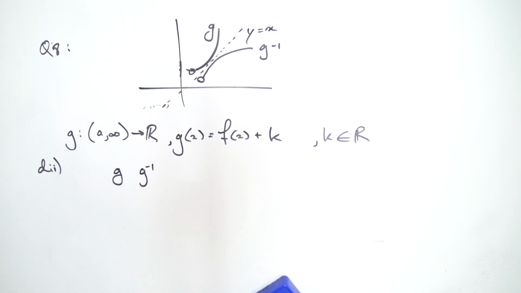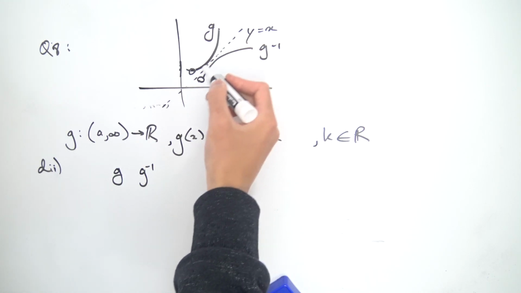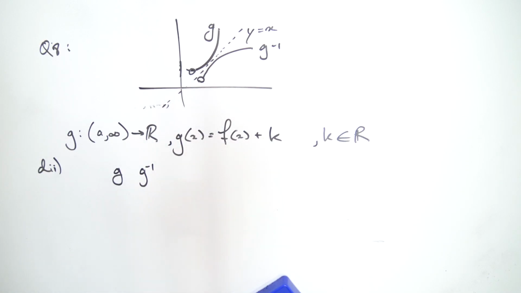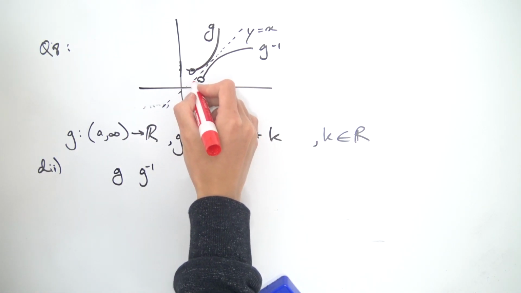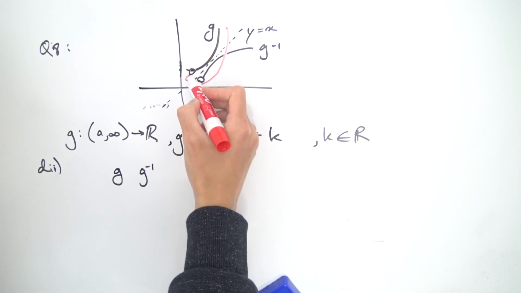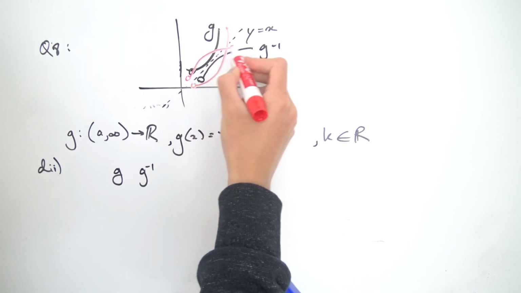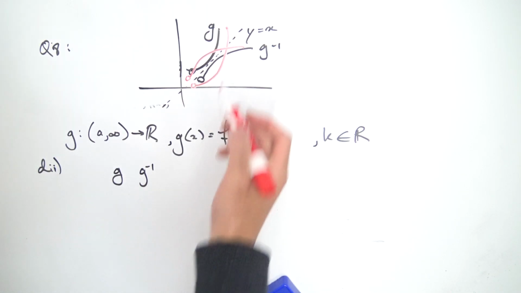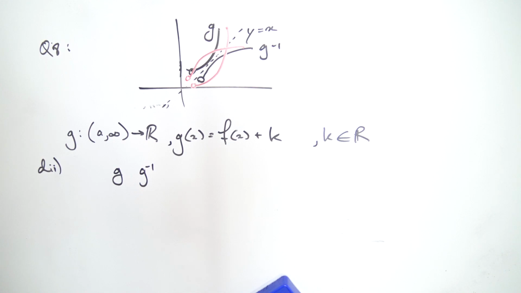So in fact, the only way for these two graphs to not intersect is if g is always above y equals x, because if g is below y equals x, then you get a graph of g that maybe looks something like this, and that means your g inverse will take on a shape maybe something like this, and as you can see, they will intersect, which isn't good. So if g is always above y equals x, g and g inverse will never intersect.